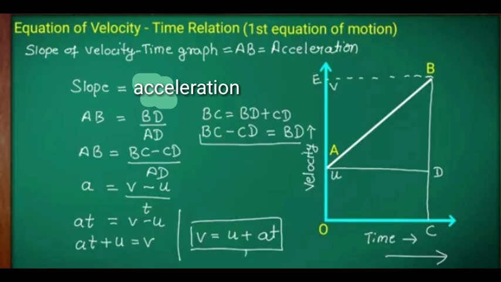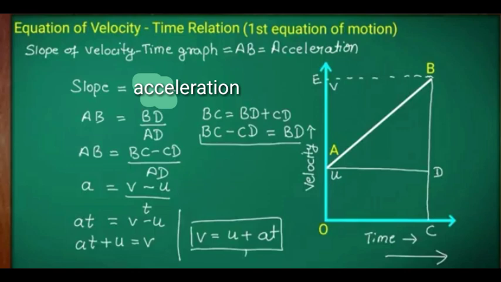From point B, draw two perpendiculars on x-axis and y-axis. On x-axis it is at C, and on y-axis it is at E. To find the slope, AB equal to BD upon AD. Why BD upon AD? Because acceleration equals change in velocity upon time taken. BD is nothing but change in velocity, and time taken is nothing but AD.